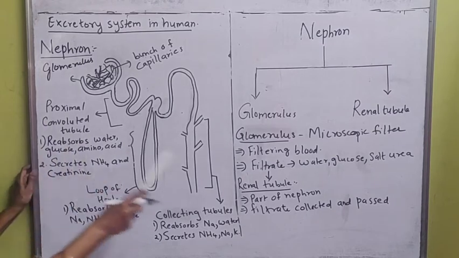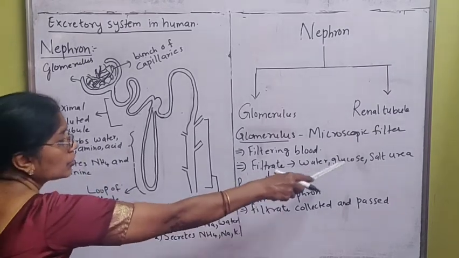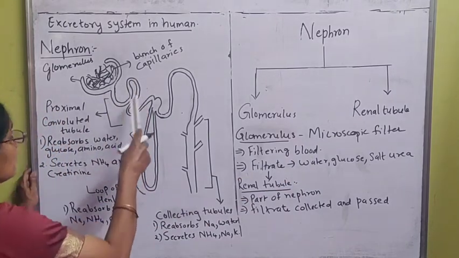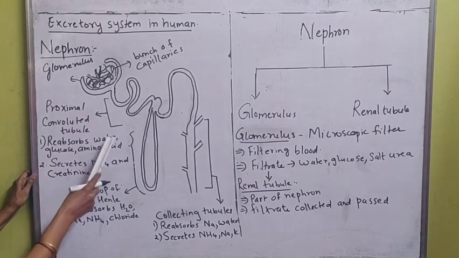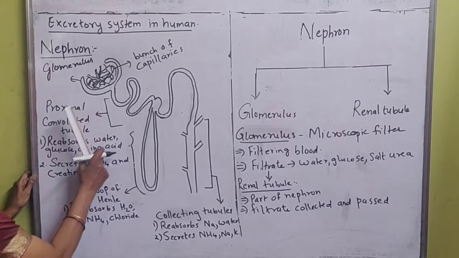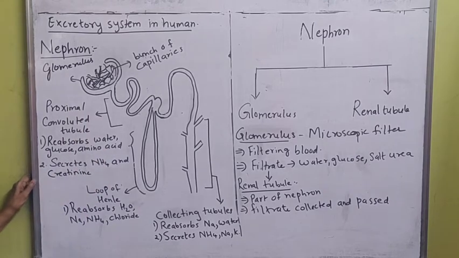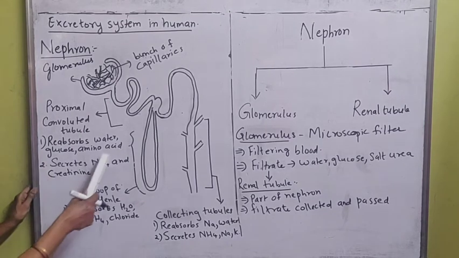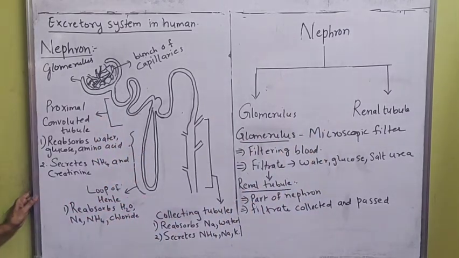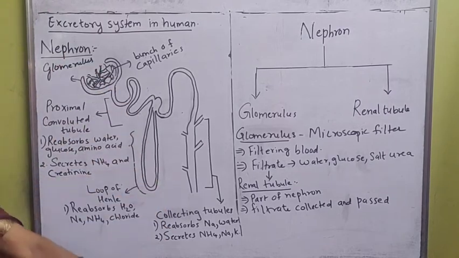What it will do: the water, glucose, salt and urea that I told you were filtered has to pass through the tubule. It will reabsorb water, which is very important, it will reabsorb glucose, and it will reabsorb amino acids. Amino acid is the simple form of protein, and glucose is the simple form of carbohydrate. These are needed, so it absorbs them. So what is left out? Salt and urea, the unwanted things. It won't absorb them. They will pass further.